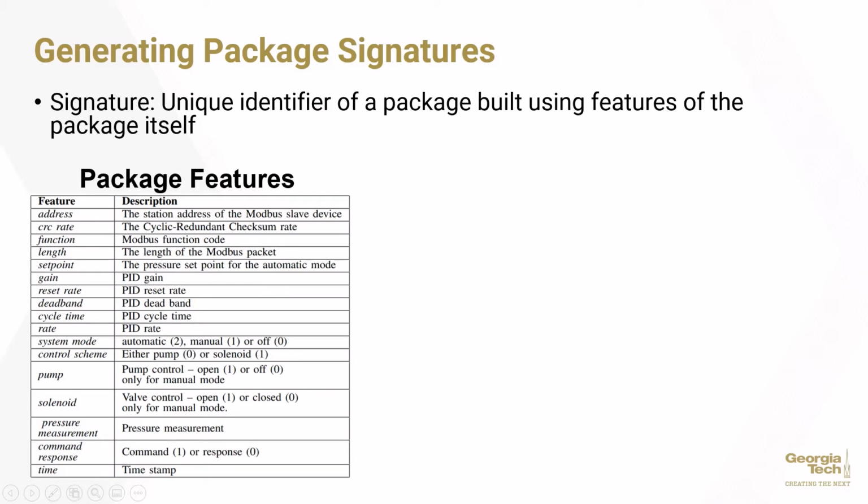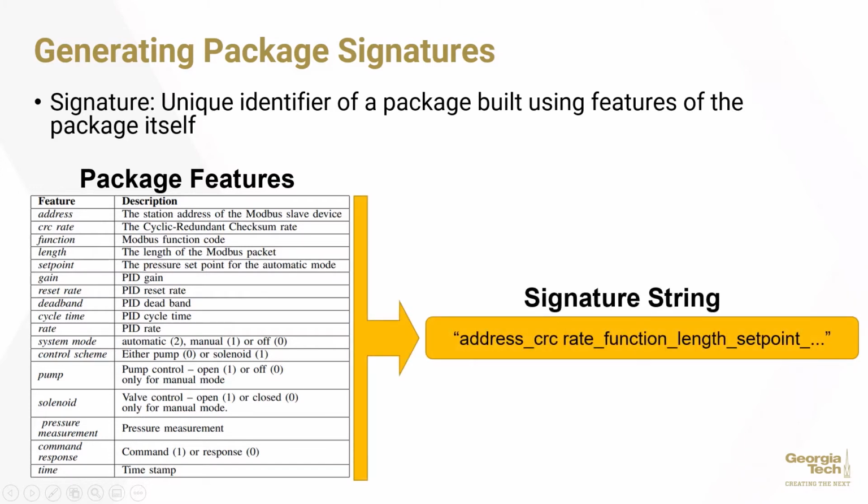So this is from the gas testbed dataset that I mentioned earlier. These are some of the features that are part of the package payloads sent to the SCADA system. What happens to generate a signature is that these features are concatenated into a string with some special character separating them. But the problem with this approach is that a lot of these features are actually continuous. And in order to build a signature out of them, we need to first discretize these features.